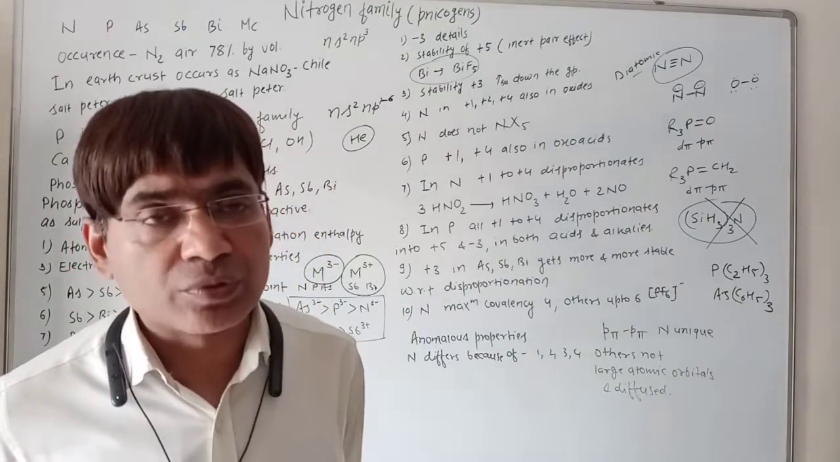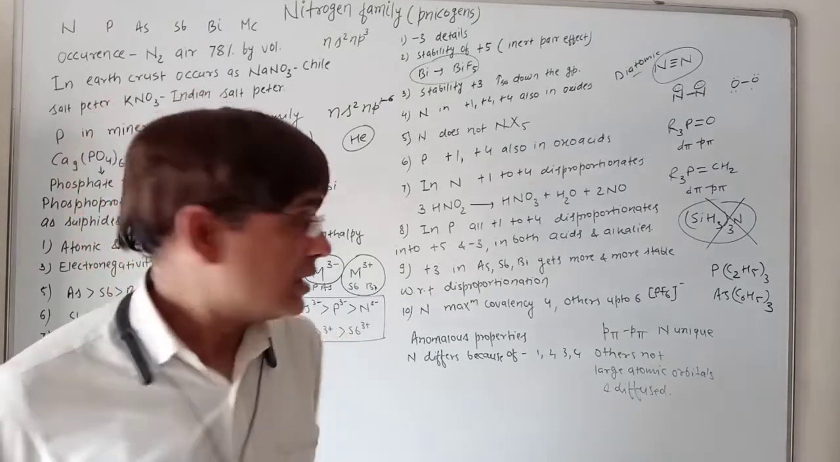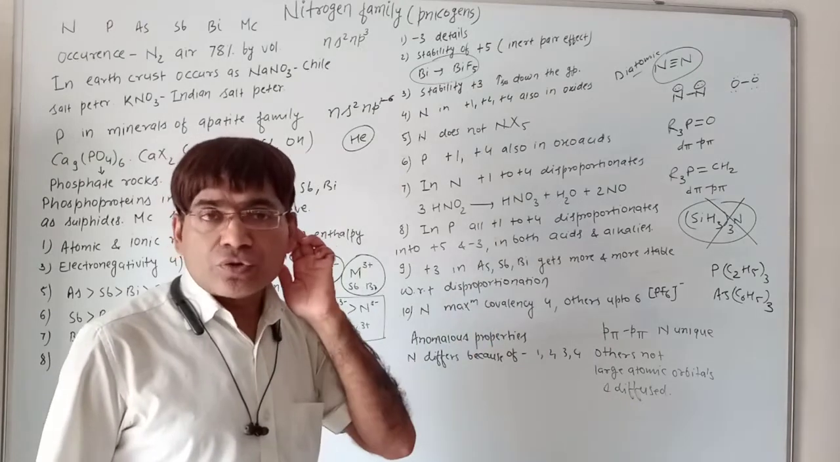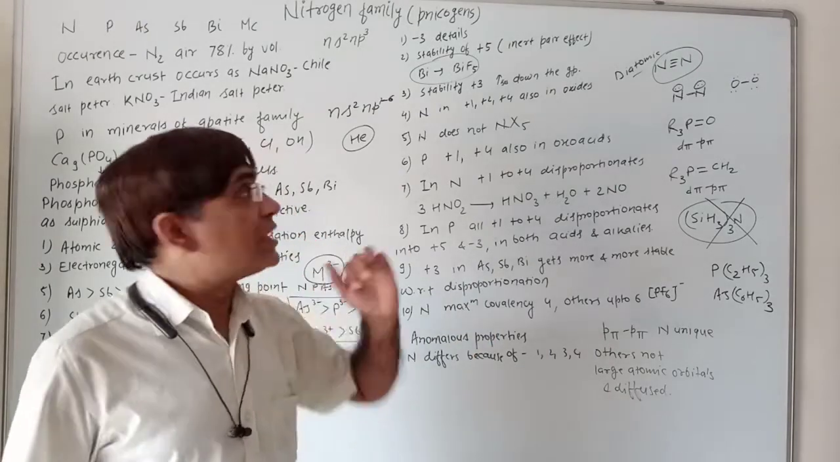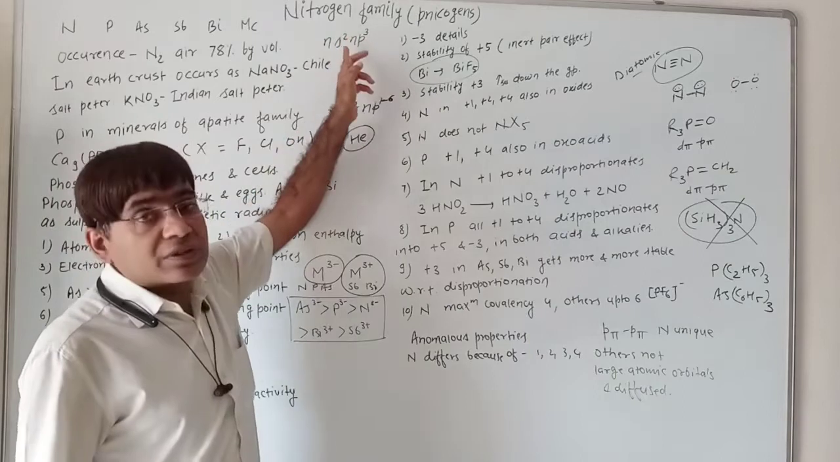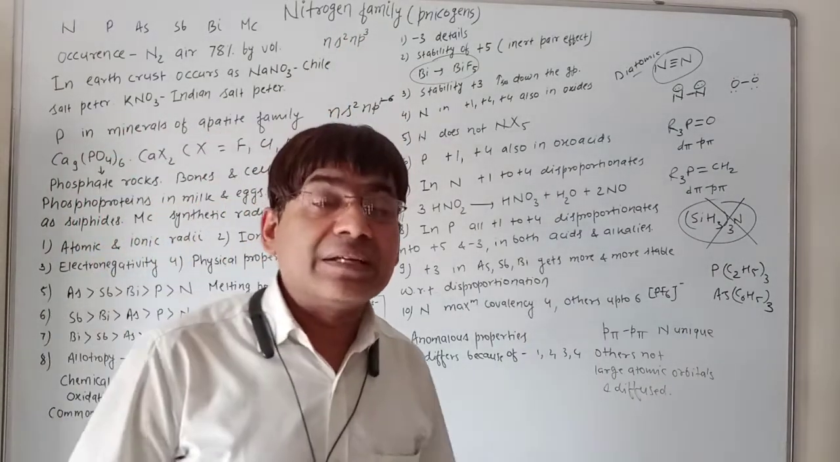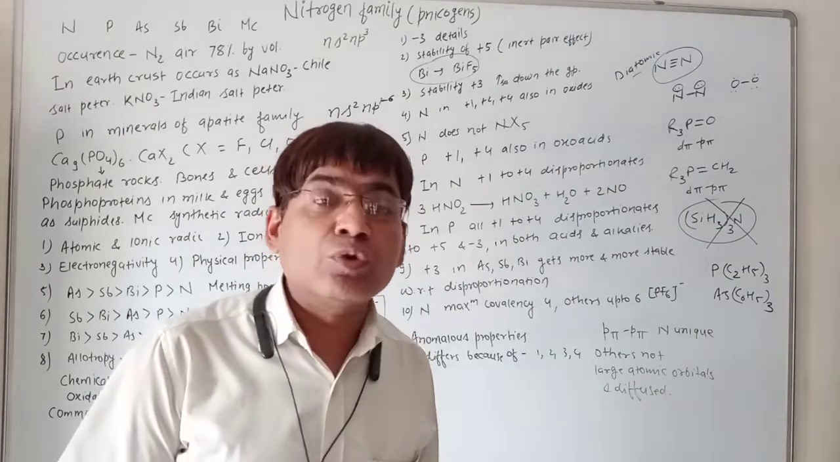That is disproportionation. Now, nitrogen has a maximum covalency of 4. It can utilize the 3 unpaired electrons as well as the lone pair. So by utilization of the lone pair, it may exhibit a maximum covalency of 4.